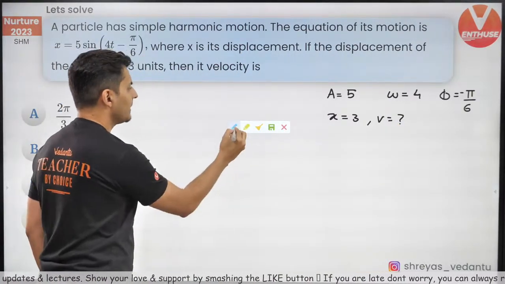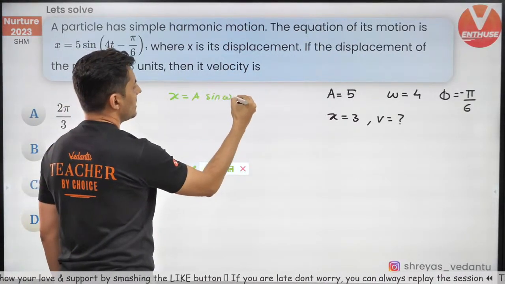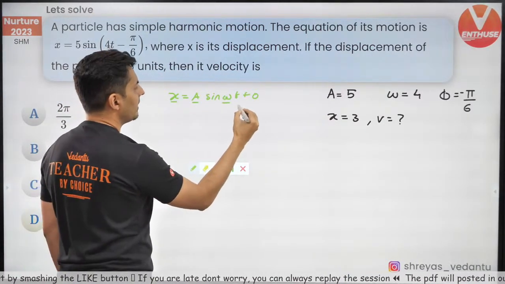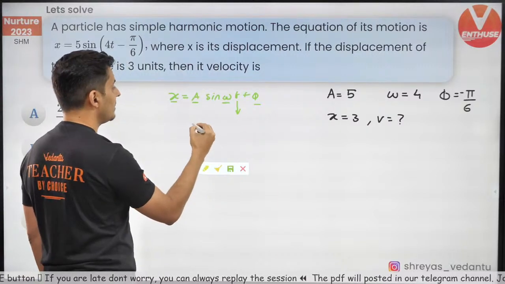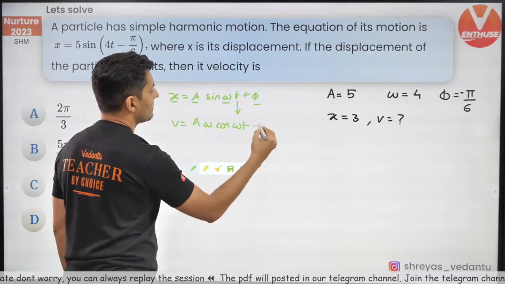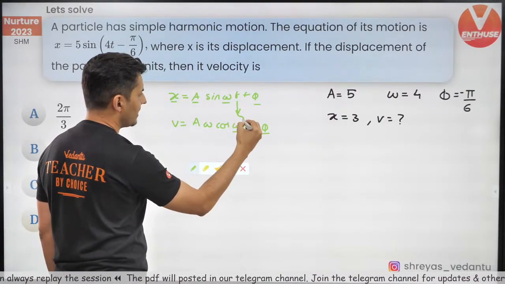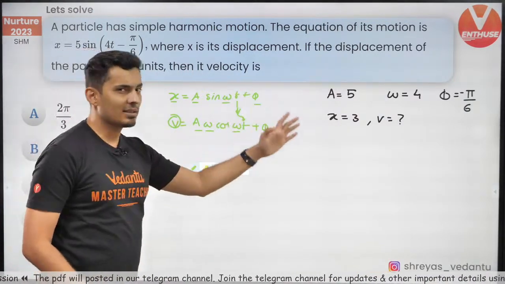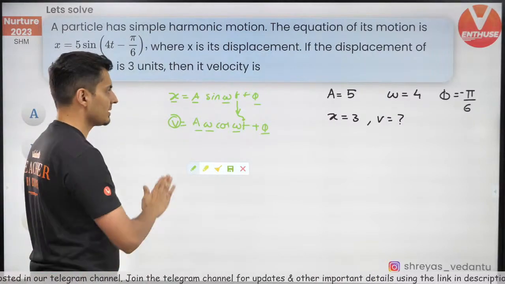Well, one might think, sir, I know what to do. I'll use x is equal to a sine(omega t plus phi), and then I know x, I know a, I know omega, I know phi. So from this I'll find time. Then I'll use velocity is a omega cos(omega t plus phi). Whichever t I find, I'll put it here. I know a, I know omega, I'll find out v. That's a very lengthy process, but you can avoid it.